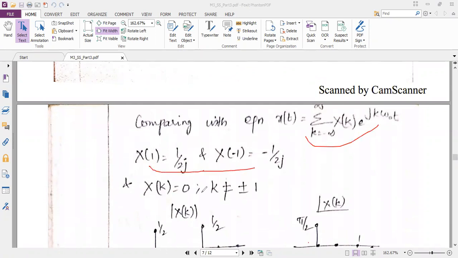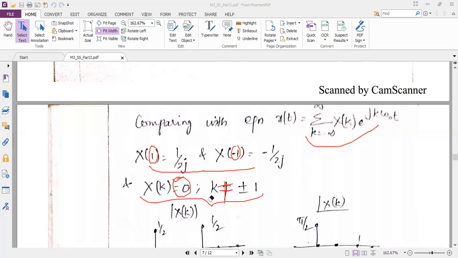And one more thing is, I have to summarize the answer. How to summarize the answer? My x of k value will be equal to 0. When will it be equal to 0? When k is not equal to plus 1 and minus 1. I hope you can understand this. When k is equal to 1 and minus 1 only, I am getting the answer. So when k is not equal to minus 1 and plus 1, my value of x of k will be equal to 0.